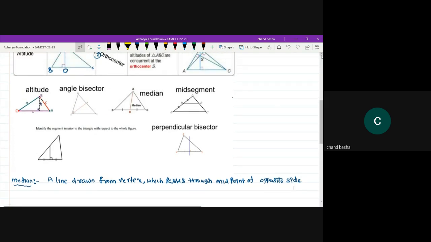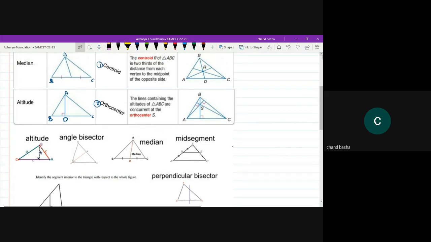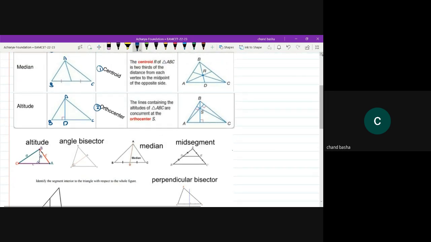D is the midpoint of the opposite side, that is BC. Clearly, he has given, two lines are visible. Observe here in the first slide, two lines are visible here, means BD is equal to DC. So this AD line divides your line segment BC exactly into two equal parts.